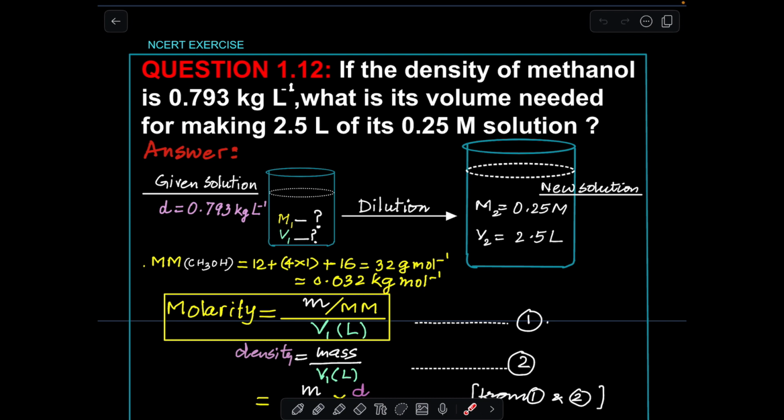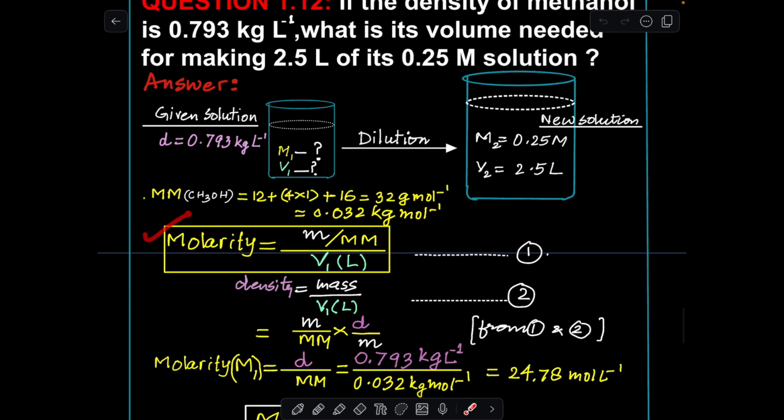You know that concentration in terms of molarity is equal to the number of moles divided by volume in liters, and this number of moles we have written here in the form of mass divided by molar mass. So the first equation gives you molarity in terms of number of moles divided by the volume of solution in liters, and since we are calculating for the first solution, I have written V1 here. Now density, all of us know, is equal to mass divided by volume. So the second equation is giving you density.